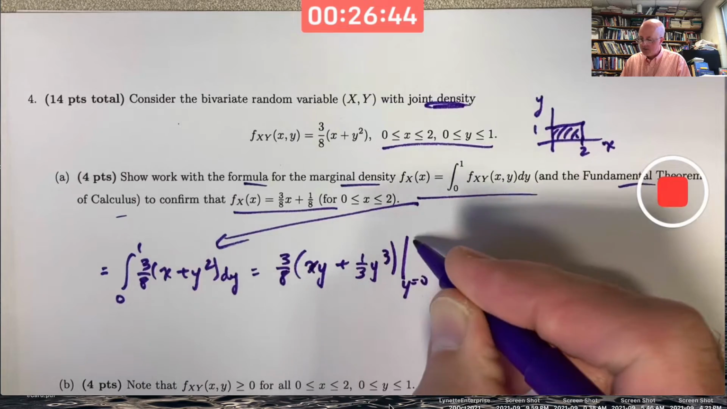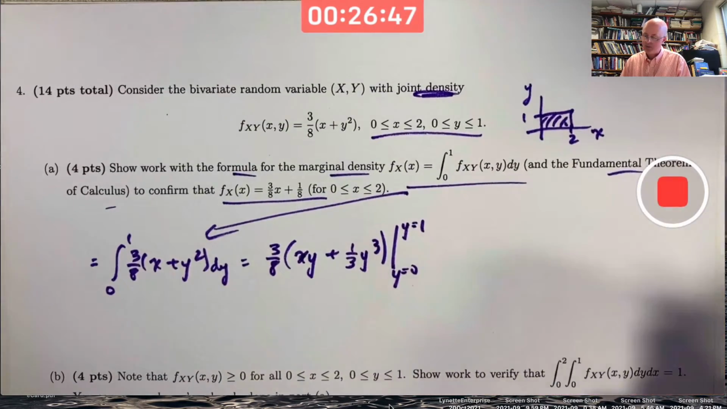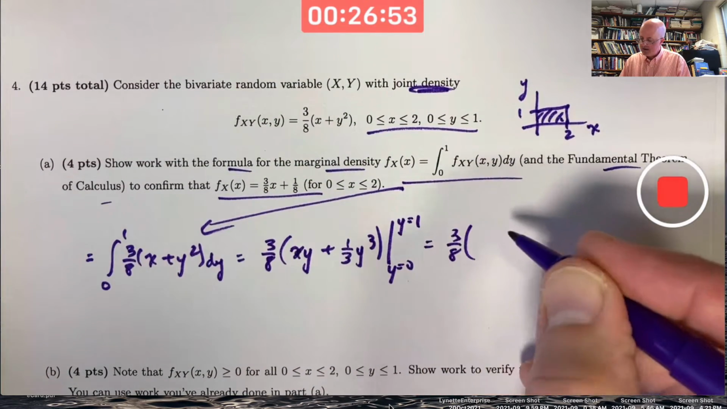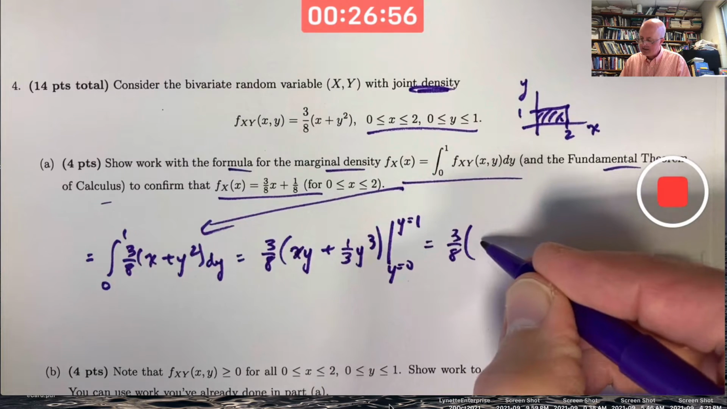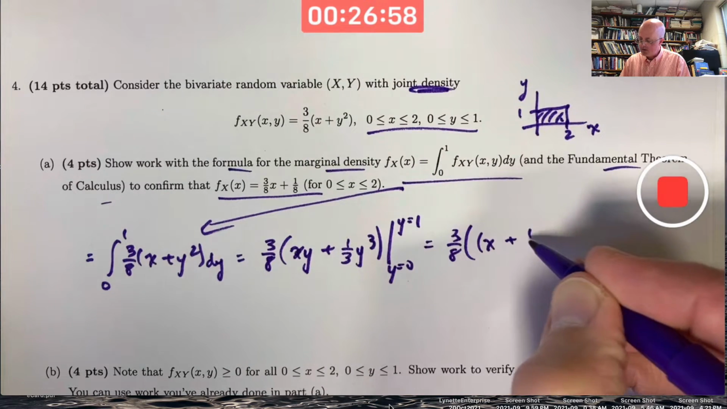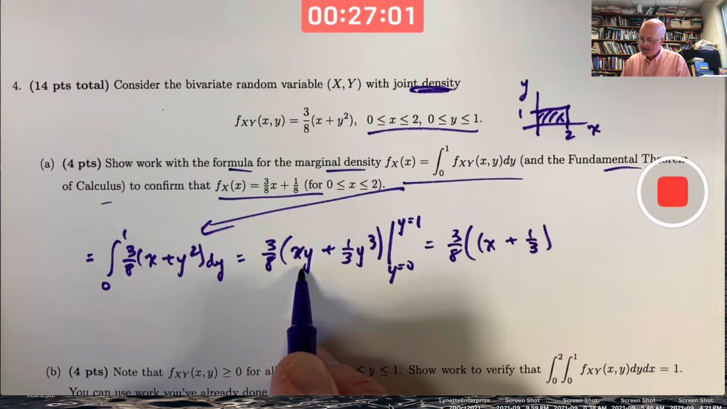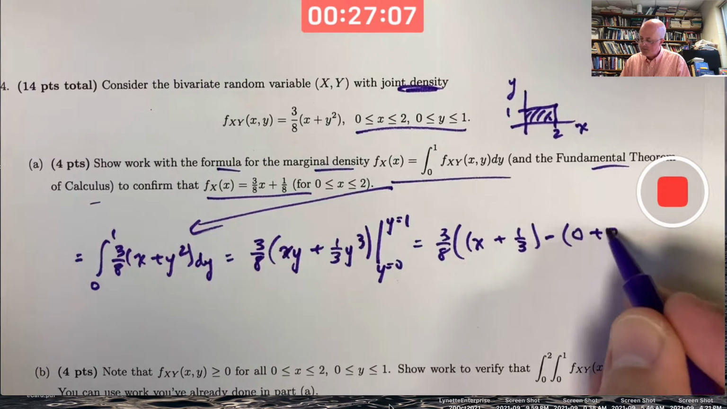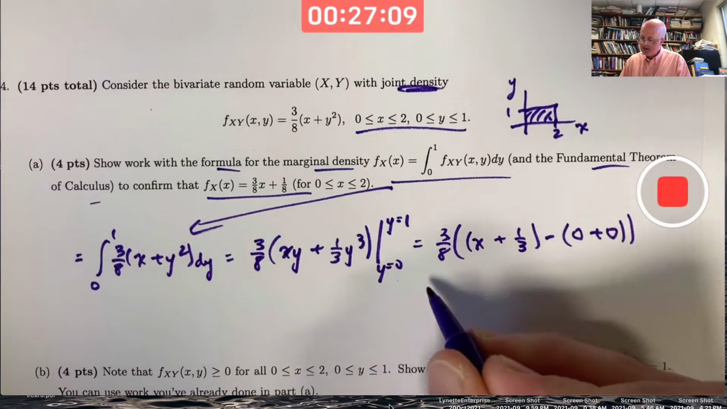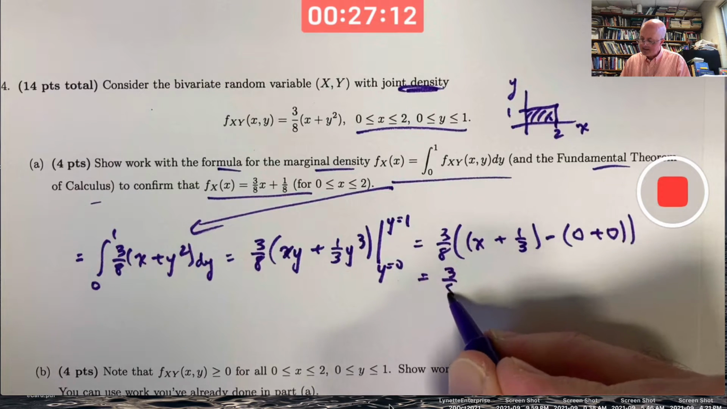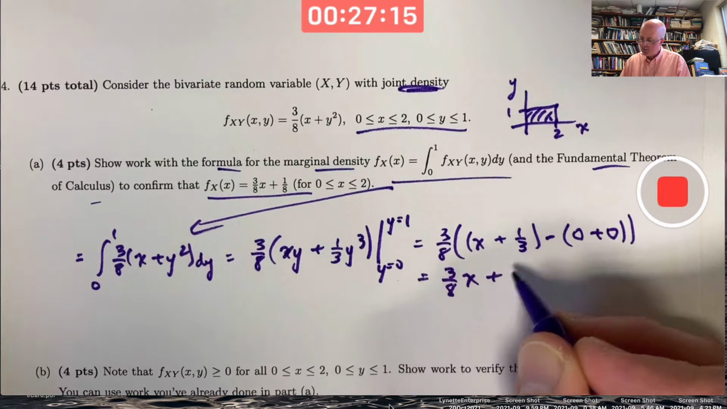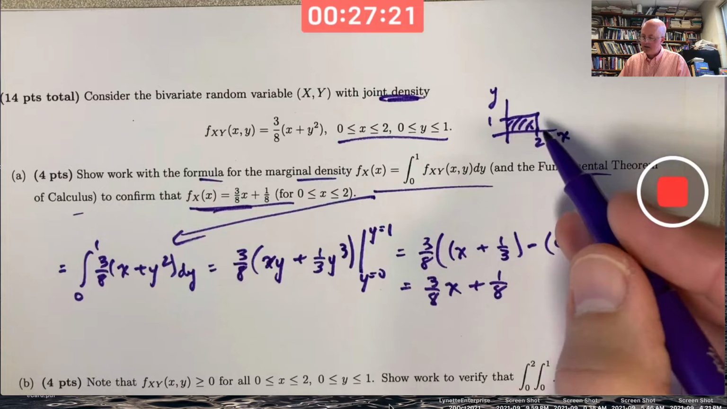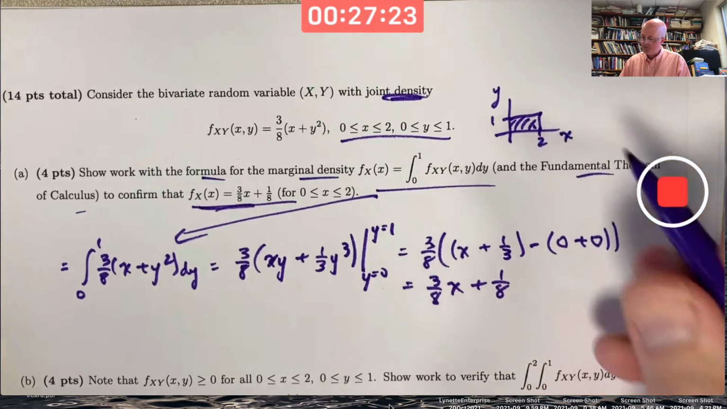Y goes from 0 to 1. The answer does depend on x. We want a marginal density for x. Plug in first y equals 1, and you'll get x plus 1/3. Right? When y is 1, that's an x, that's a 1/3. Minus what I get when I plug in y equals 0, which is 0 plus 0. Simplify, distribute the 3/8 through, you get 3/8 x. 3/8 times 1/3 will be 1/8. Yes, we have verified this formula. And yes, it is understood to be correct when x is between 0 and 2.